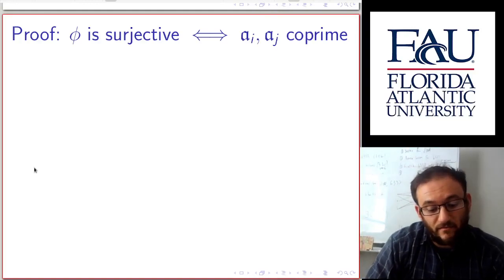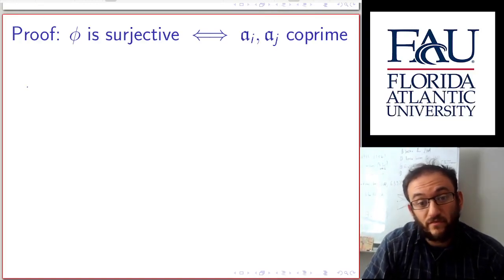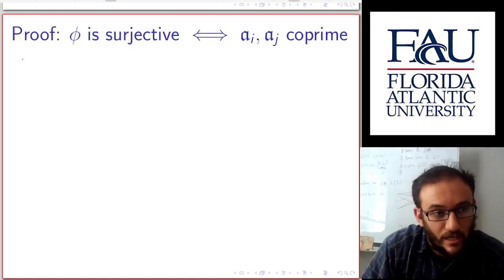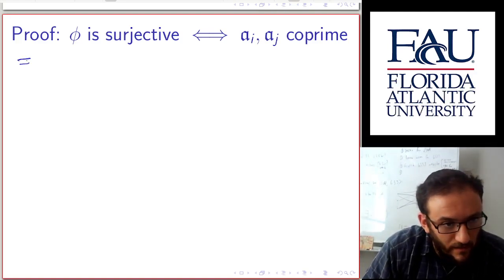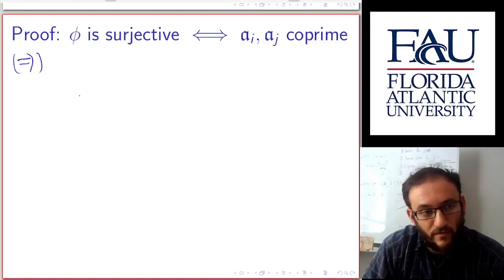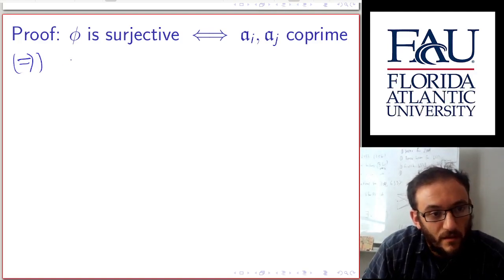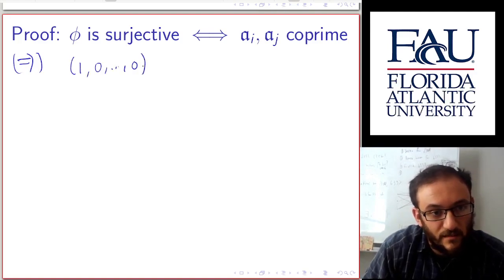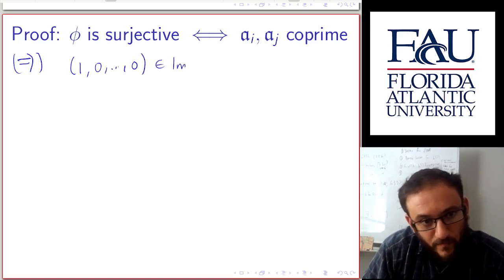Next, we proved that phi is surjective if and only if Ai and Aj are coprime for all i and j, with i not equal to j. So let's start in this direction. So assume that phi is surjective. We can show that each pair of ideals is coprime. So we know that if phi is surjective, 1, 0, 0 must be in the image of phi.